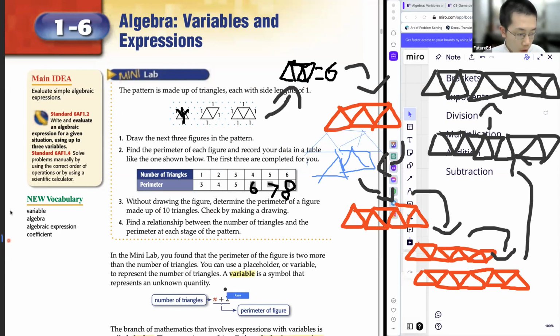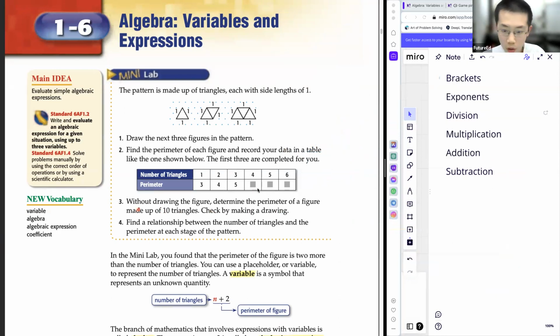So I'm gonna clear the screen for a second. Is there anyone who hasn't volunteered yet so far? Ryan, would you like to guess for 10 triangles, what is the perimeter of the figure? 12. Yes, it would have a perimeter of 12. We're not too sure how long it is because there's no units given, but the perimeter would indeed be 12. So would you like to check it by drawing a 10 triangle figure, please, Ryan?